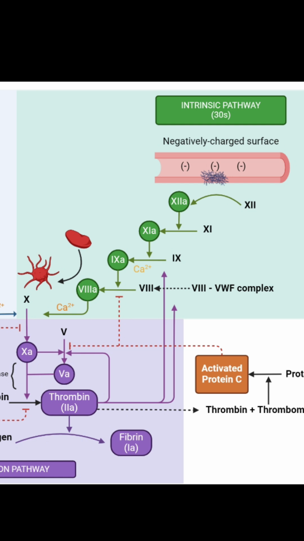The coagulation cascade. The intrinsic and extrinsic pathways both lead to the activation of factor X, which is the starting point of the common pathway. This common pathway then culminates in the conversion of fibrinogen to fibrin, forming a stable clot.